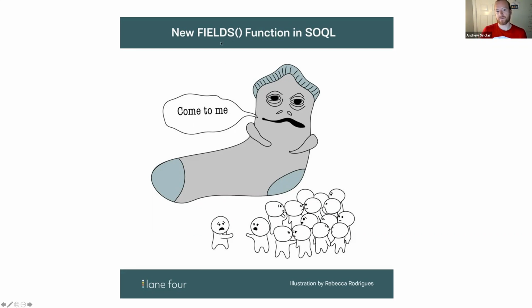But do be careful with this one on a very large object. We have customers who are hitting the 900 field limit on account, and that would generate 900 fields. So be careful with this on large objects if you're doing it in development, because you could time it out.